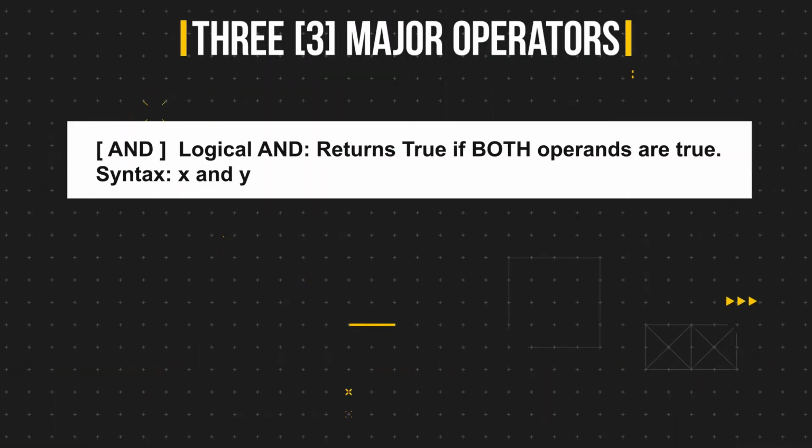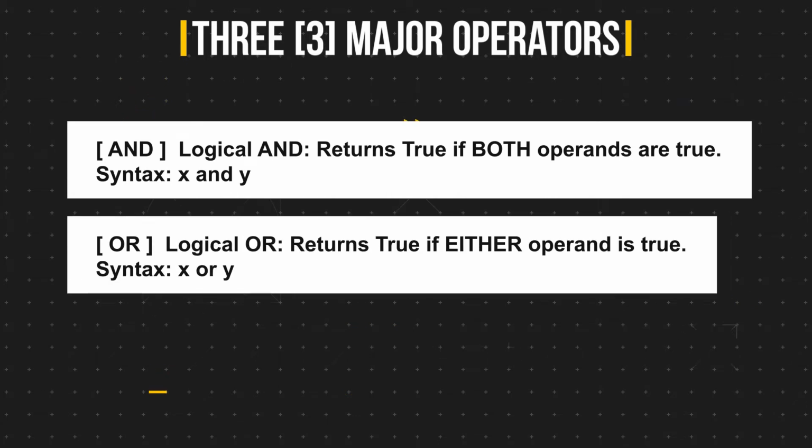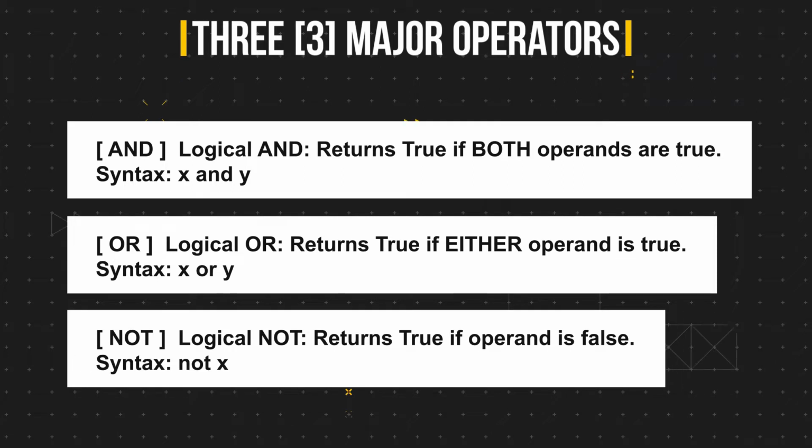Okay, there are three major logical operators in Python. We have the AND operator. The AND returns true if both the operands are true. We have the OR operator, which returns true if either of the operands is true. And we have the NOT operator, which returns true if the operand is false. So the NOT operator just makes the inverse of the operand.